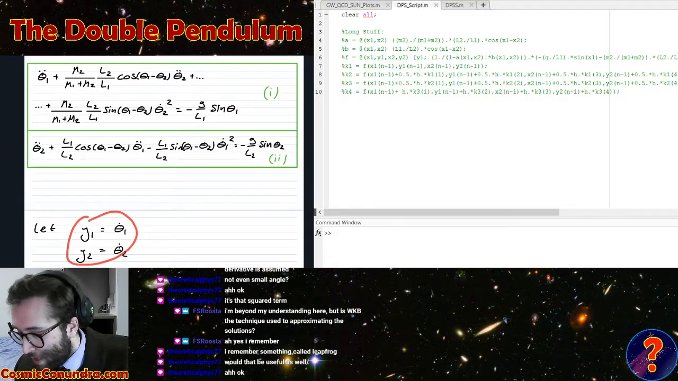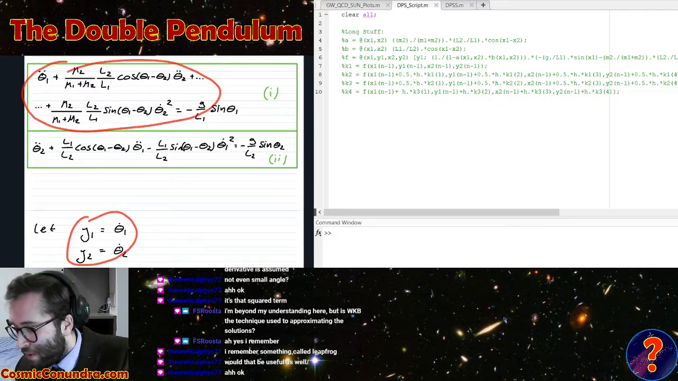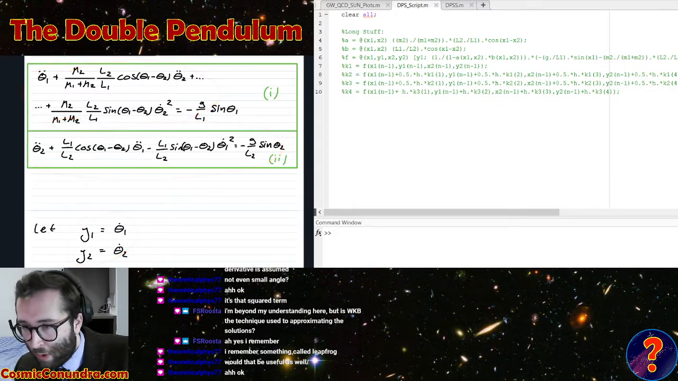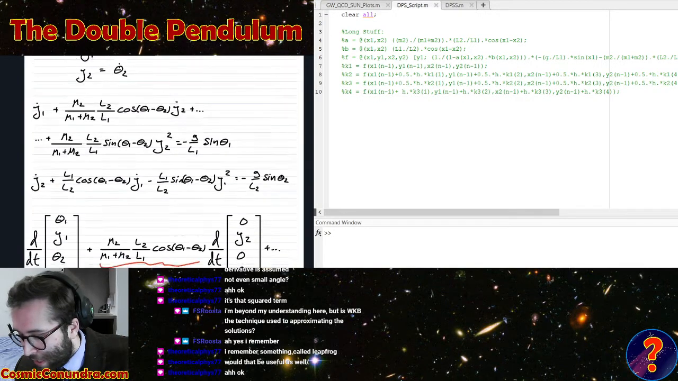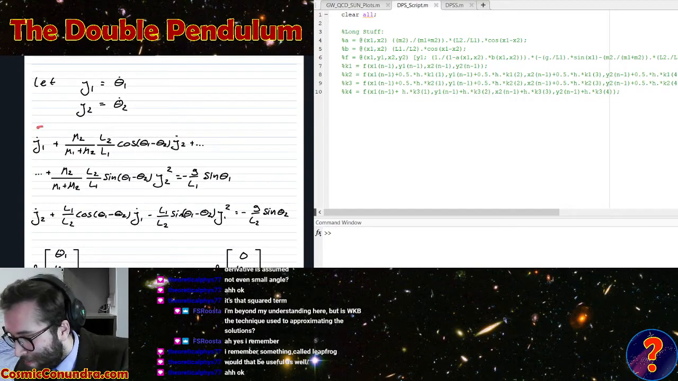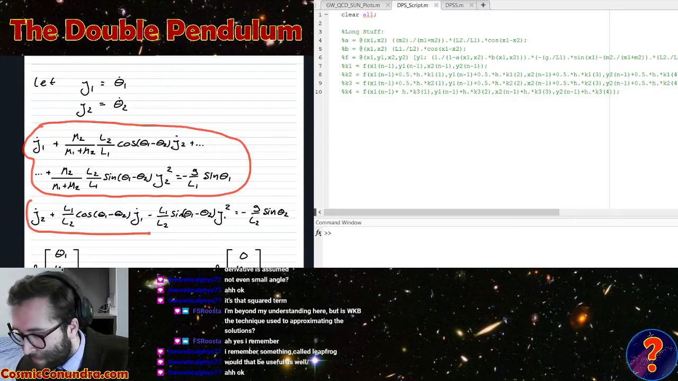So these are 2 of our new coupled equations, and these 2 are the other 2, where now we replace every theta1 dot with y1 and every theta2 dot with y2. Okay. So here we go. Actually, I've written them here. Here are the other 2 coupled equations.